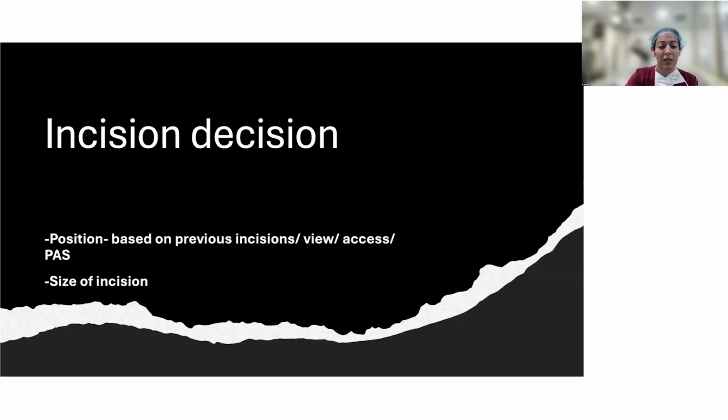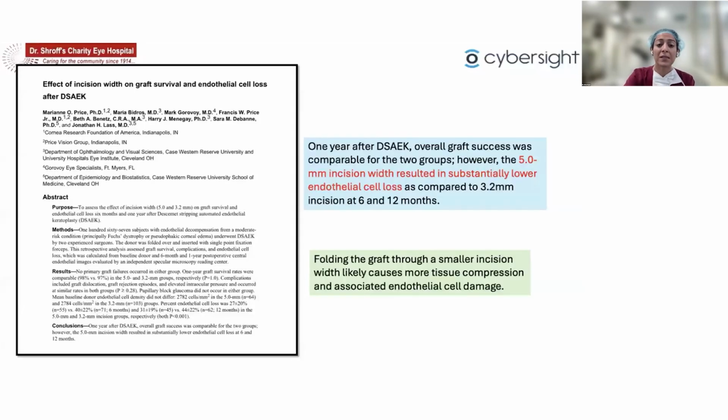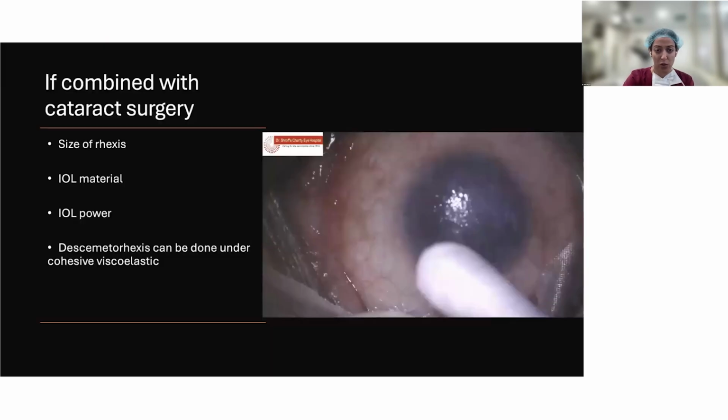Also, what is the size of incision that we make? Pretty much depends on what is the insertion of the tissue, the modality that we use. That decides the size of the incision. So there was this study done by the Price Group where they evaluated the difference between a 5 millimeter incision versus a 3.2 millimeter incision. And they said, however, the graft success was comparable between the two groups, but the cell loss that was encountered was much lesser with a 5 incision than the 3.2. And it's logical enough because your graft is not folding through a smaller incision in a 5, and so there is no compression and lesser endothelial cell damage.